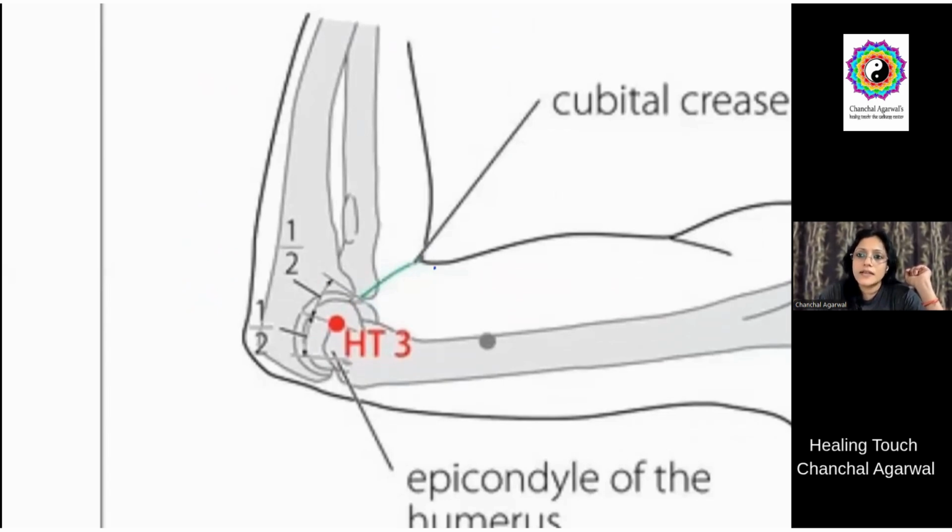Are you able to see the green line? This is the elbow crease. Okay. And this is the tip which I'm asking you to locate, the bony tip. So if you connect both these two, the end of the crease and the bony tip, then this point H3 is actually the center. So this is not half kun, this is actually the center.